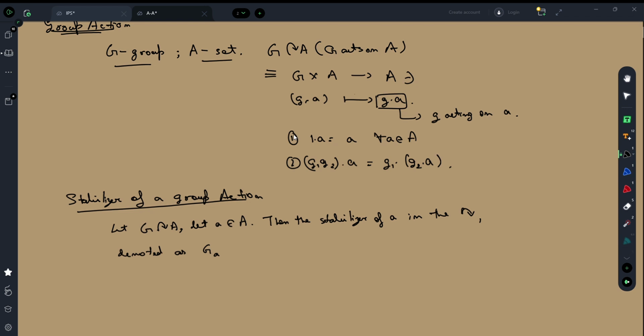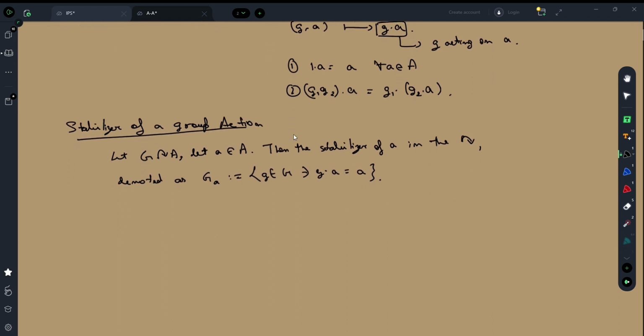The stabilizer of a is usually denoted like this. It is defined as all the elements in G which fix a upon acting, so g acts on a to give a. That's the definition of a stabilizer. Our claim is that this stabilizer also forms a subgroup of G.